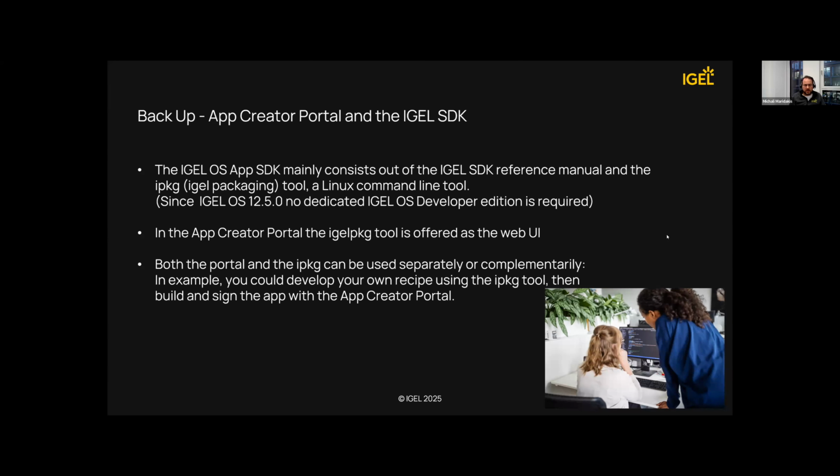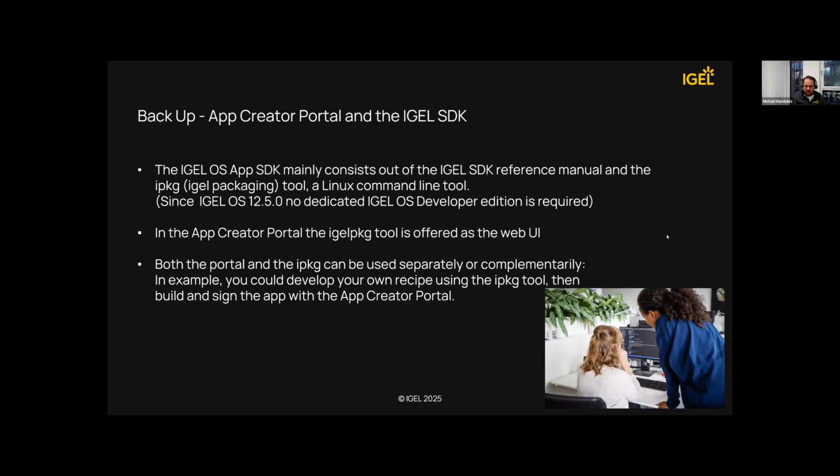How could you use both? If you have the recipe, if you know how to create the recipe, or if you're using an existing recipe from the Git repository, or if you have it in a different way, all is good. You can go directly to the App Creator Portal, upload it there in the binary, and make the app.